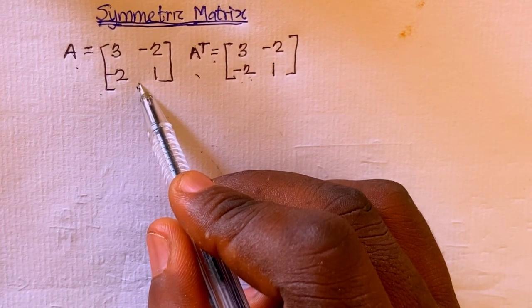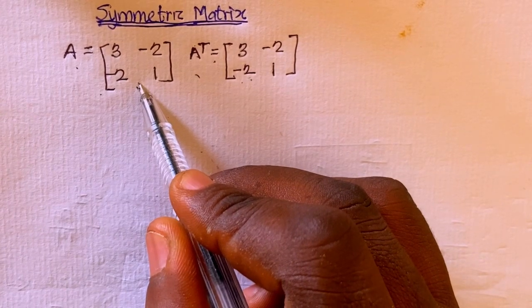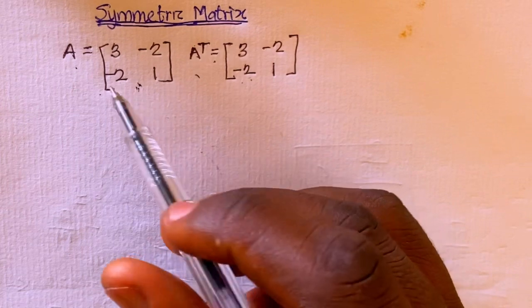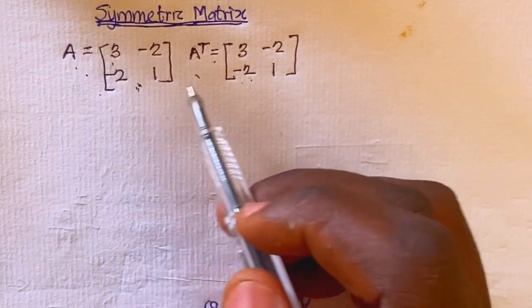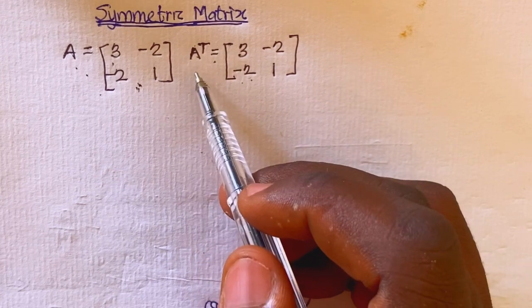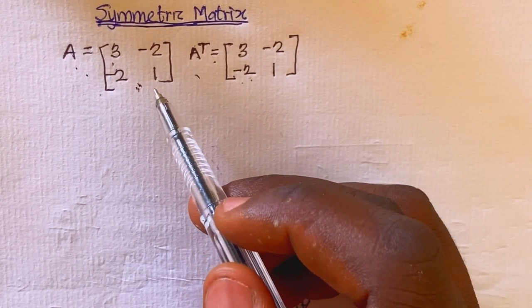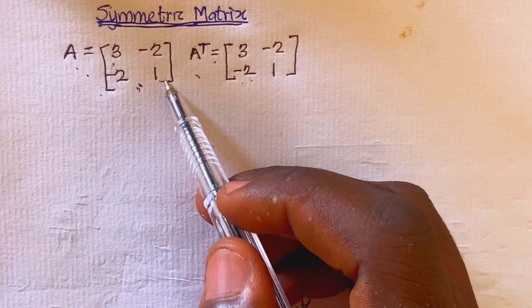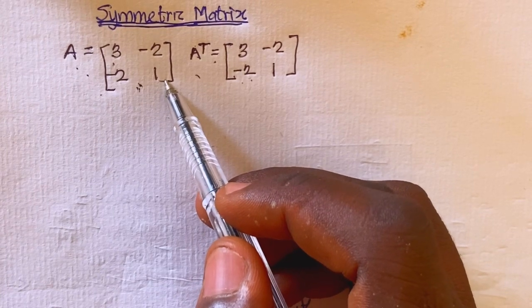Any matrix is said to be symmetric if the matrix is equal to the transpose of the matrix. That is, whenever you have matrix A and you find the transpose of matrix A, if A equals A transpose, that matrix is said to be symmetric. So when a matrix is equal to its transpose, it means the matrix is symmetric.